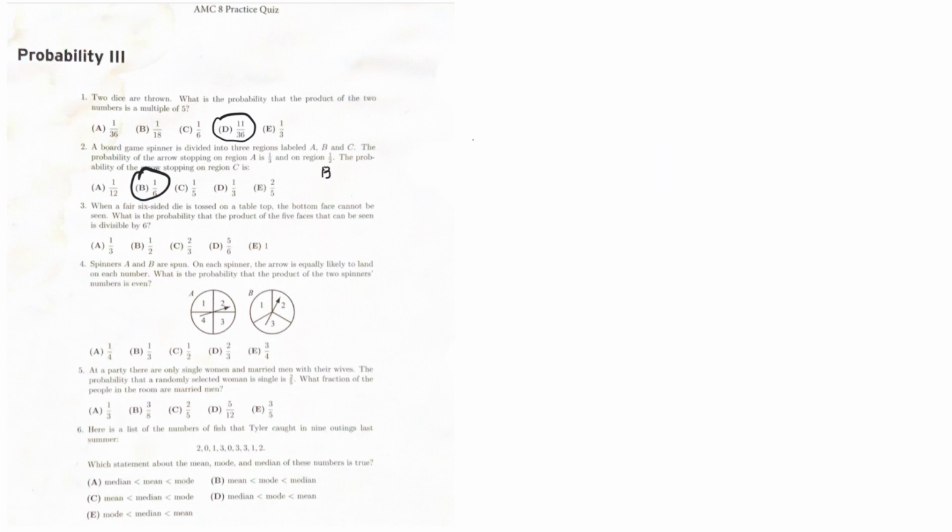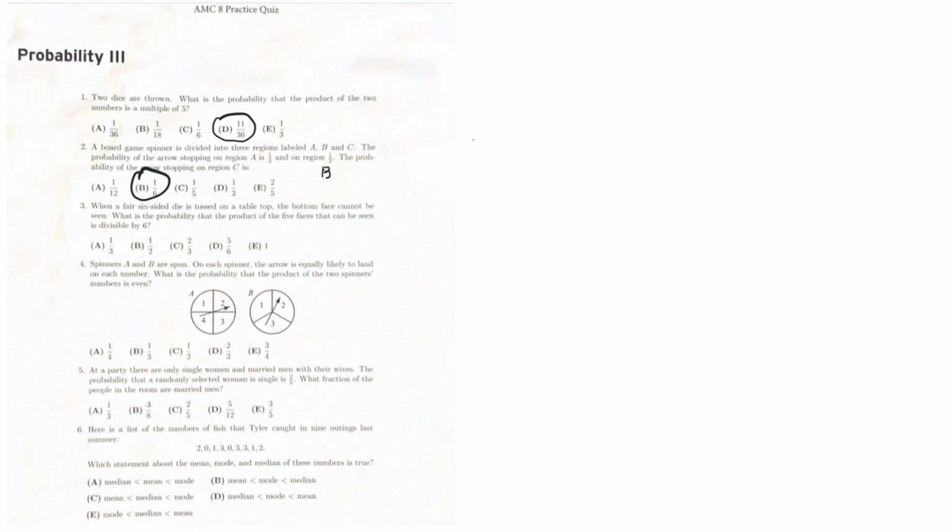Problem 3. This is the 2003 AMC 8 problem 12. When a fair 6-sided die is tossed on a tabletop, the bottom face cannot be seen. What is the probability that the product of the 5 faces that can be seen is divisible by 6?